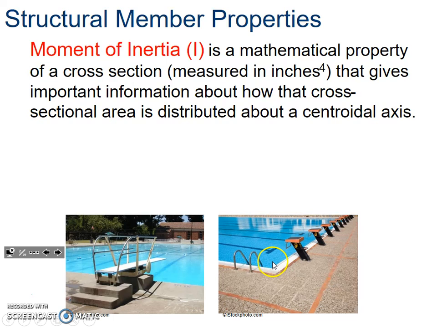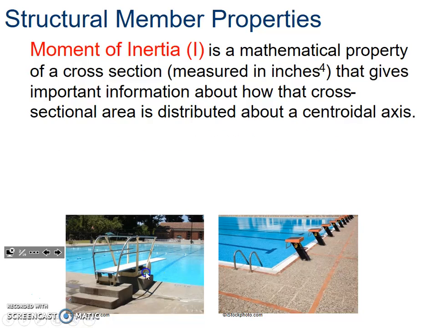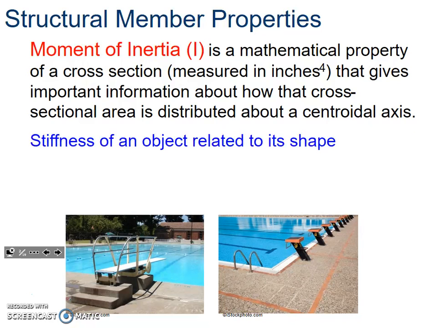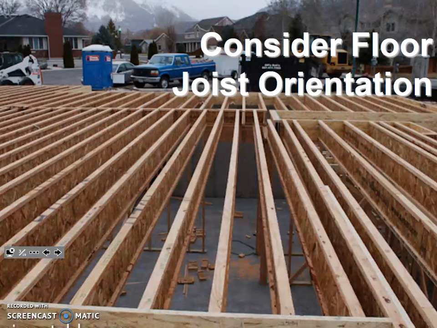So right here, we can look at our diving board. And we've got to first talk about moments of inertia. Moment of inertia is the mathematical property dealing with how the cross-sectional area looks and how the weight is distributed over its axes. It deals with how stiff an object is. In general, a higher moment of inertia produces a greater resistance to deformation.